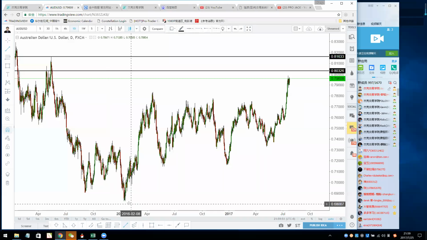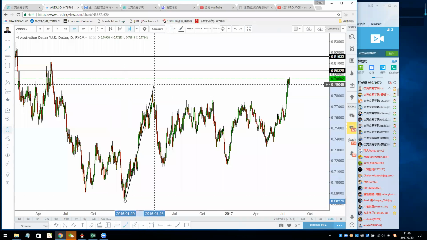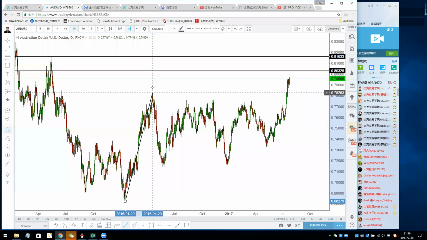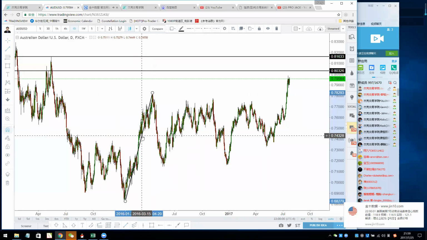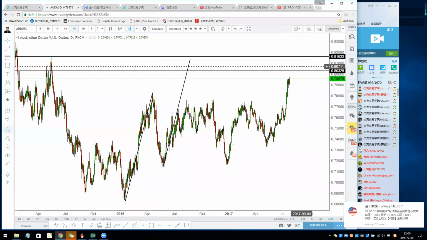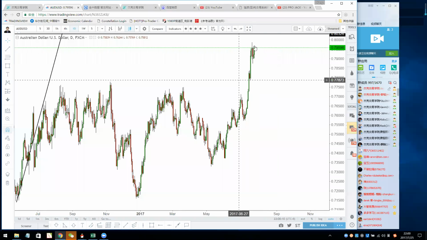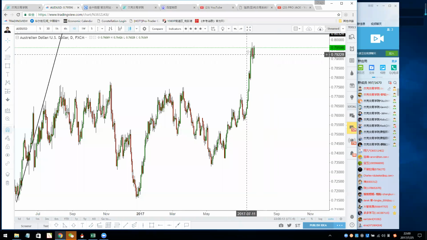And there's a big ABCD pattern here. We just need to measure the ABCD move. This one is telling you it may go to 81.40, so Aussie still has upside potential. I don't want to short right now because it's still a bullish trend. You want to buy the low.